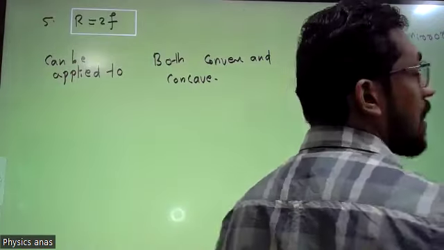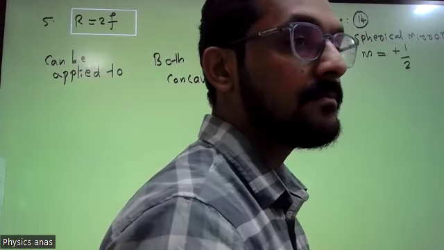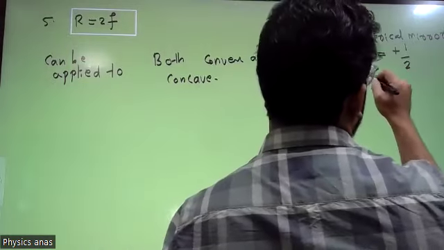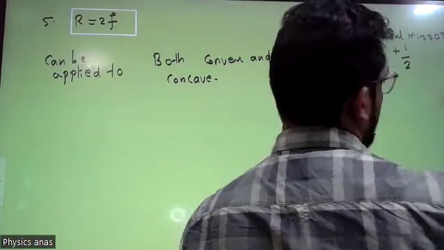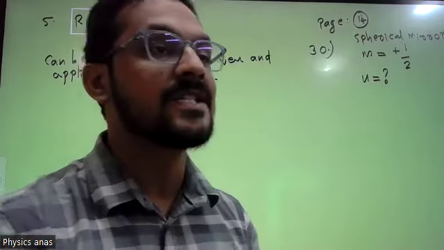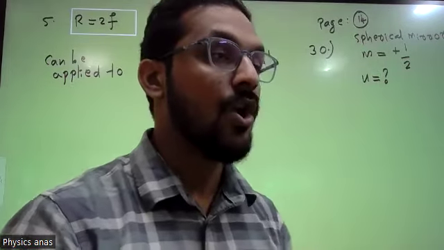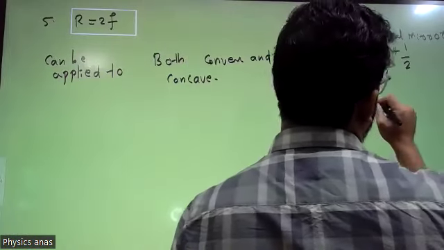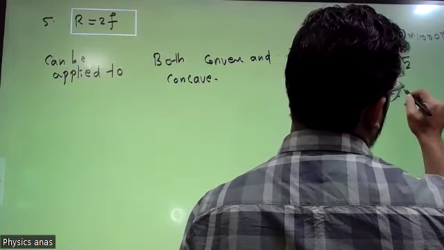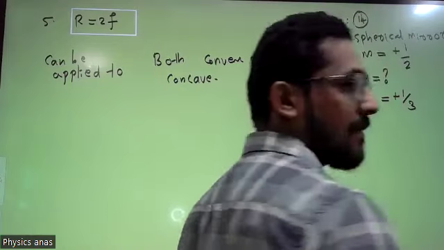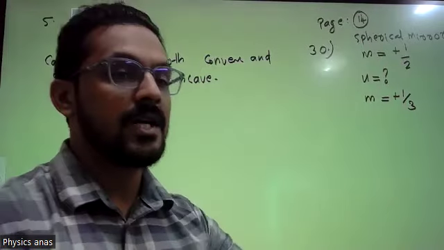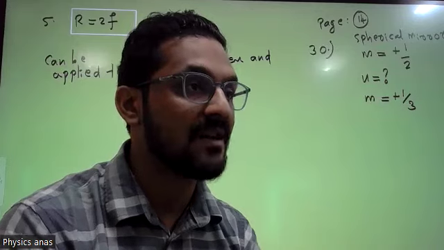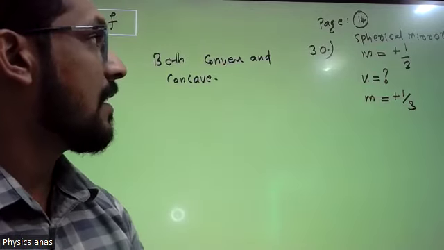That means, what do you have to find? Object distance. Where do you put the object means, what is the object distance? That is the question. In order to get a magnification of plus 1 by 3, that is the question. Okay.